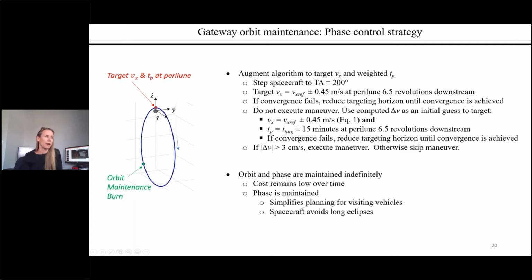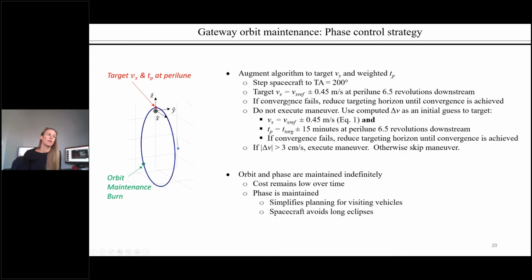So what we do is we simply add one more component to the targeting at perilune. It's pretty simple. We step the spacecraft to a true anomaly of 200. It's not effective to target perilune passage time if you do it right at 180. So you can do it at, for example, a true anomaly of 160 or a true anomaly of 200. You perform the orbit maintenance and you target, again, just Vx. And this provides an initial guess for your targeter. I'm not using an optimizer because we know what the optimal direction should be. And we achieve such low cost just using a targeter that it's not worth the computational time to re-optimize every time. So we're just using a targeter.